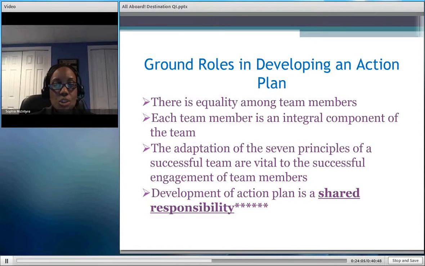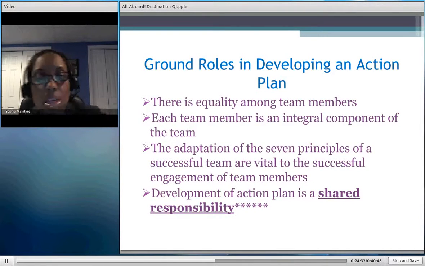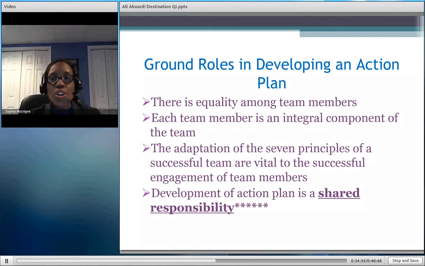Additionally, there should be an adaptation of the 7 principles of a successful team. So those 7 principles which I reviewed, it's important that each team member is actually focusing on those principles. So the development of an action plan should be a shared responsibility. So it's not just the provider that's coming up with the action plan, but it's the nurses, the clinical staff, and even the front desk. Your front desk person may have some great insight about what may be some challenges that may be contributing to some of the areas where you're not doing well in.